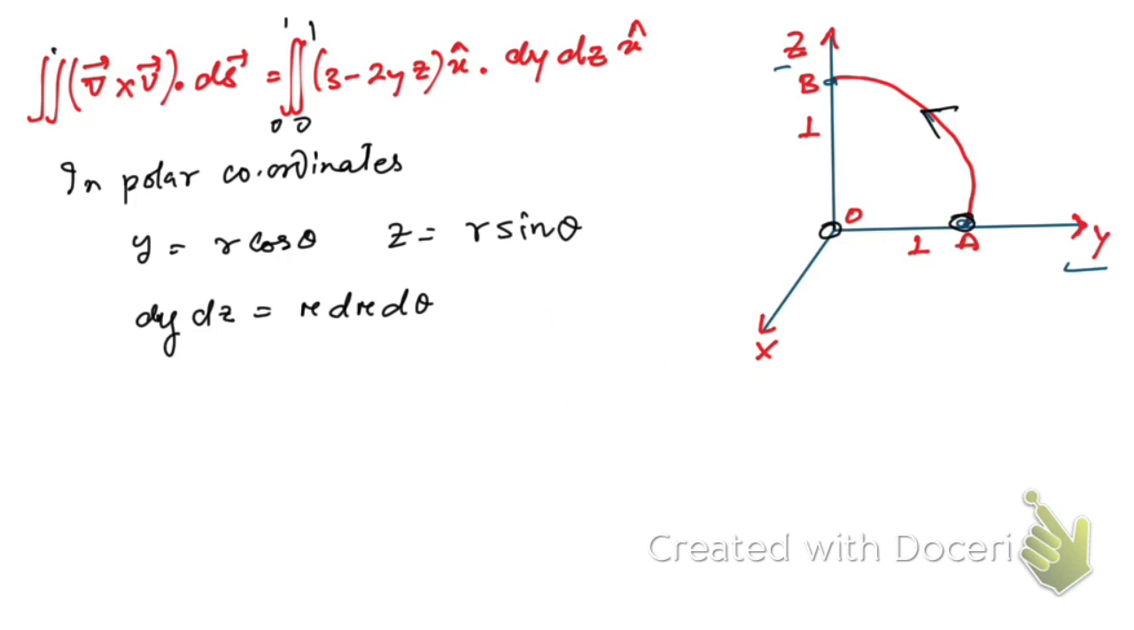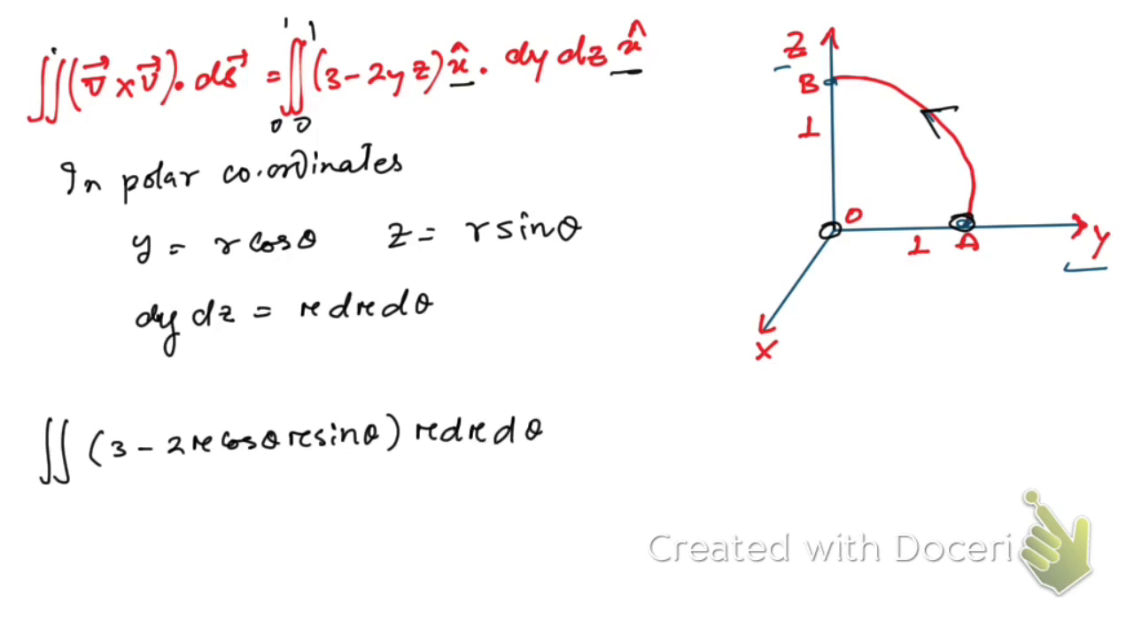Okay, so now you see, therefore the surface integral of this part will be 3 minus, instead of y we're gonna write r cos theta, and instead of z we're gonna write r sin theta. And as x dot x becomes 1, so we're gonna ignore that. Then dy dz will be r dr d theta. That's what we have got.